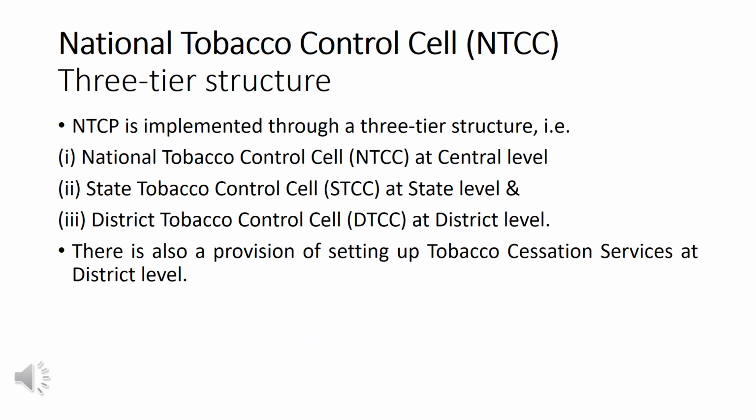National Tobacco Control Cell, NTCC. NTCP is implemented through a three-tier structure. First is the National Tobacco Control Cell, NTCC, at central level. Second is the State Tobacco Control Cell, STCC, at state level, and third is the District Tobacco Control Cell, DTCC, at district level. There is also a provision of setting up tobacco cessation services at district level.